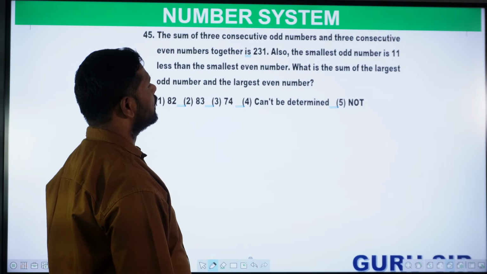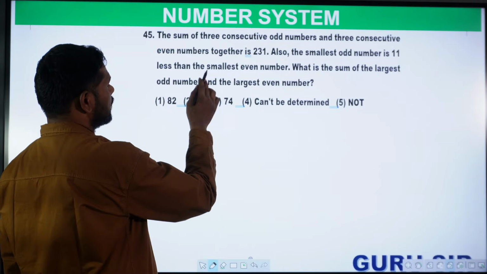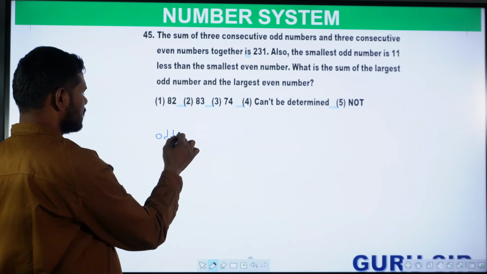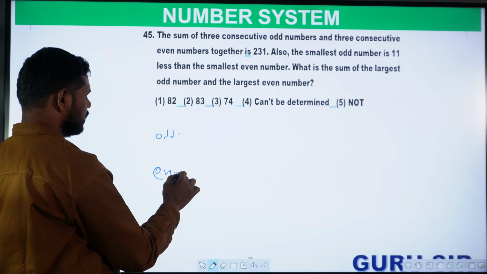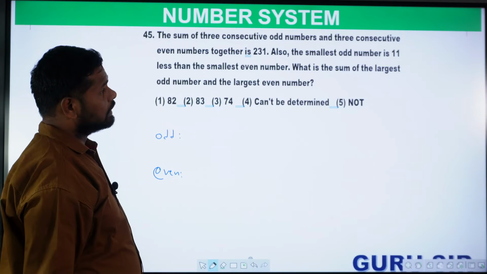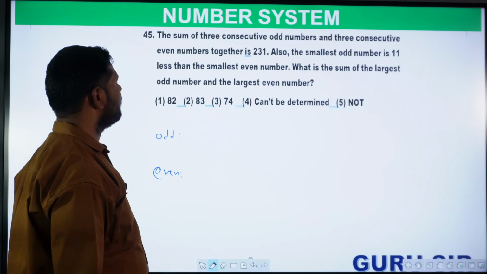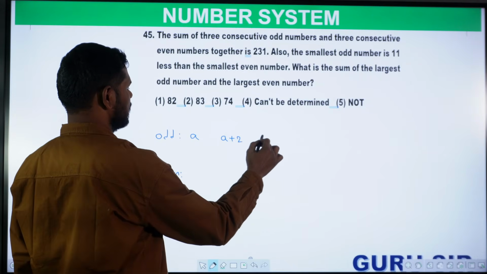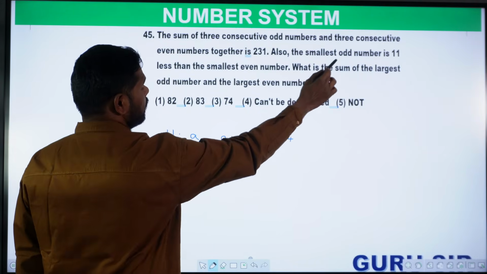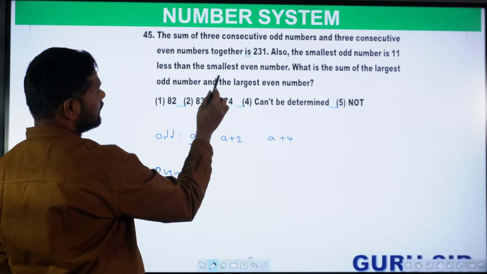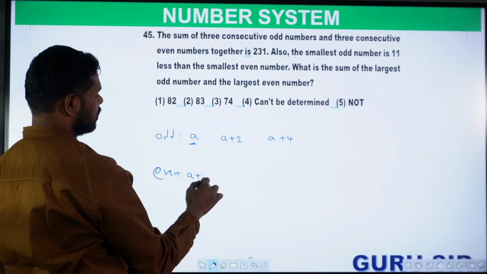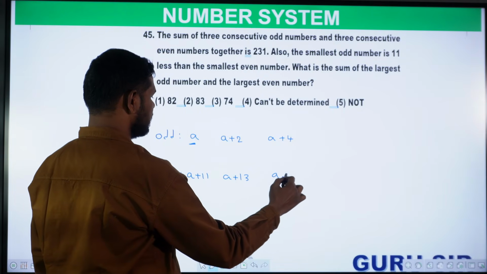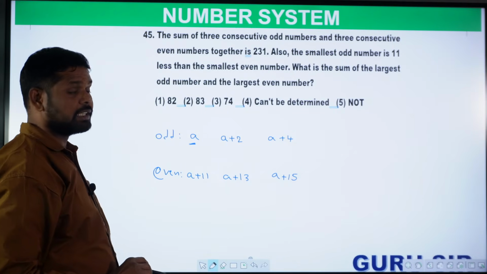Sum of 3 consecutive odd numbers and 3 consecutive even numbers is 231. Also, the smallest odd number is 11 less than the smallest even number. Suppose odd numbers are a, a plus 2, a plus 4, 3 consecutive odd numbers. Smallest odd number is 11 less than the smallest even number, means smallest even number is a plus 11. Next two numbers are a plus 13, a plus 15. These are all 6 numbers.